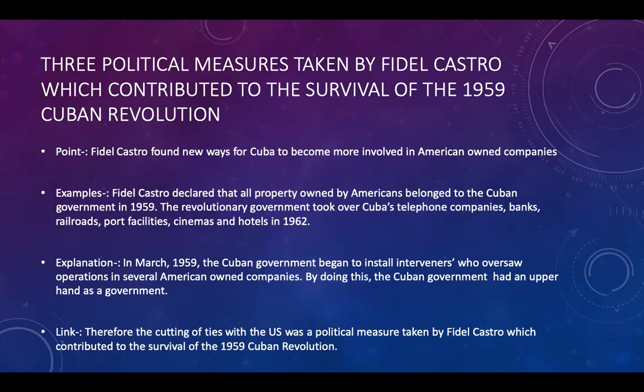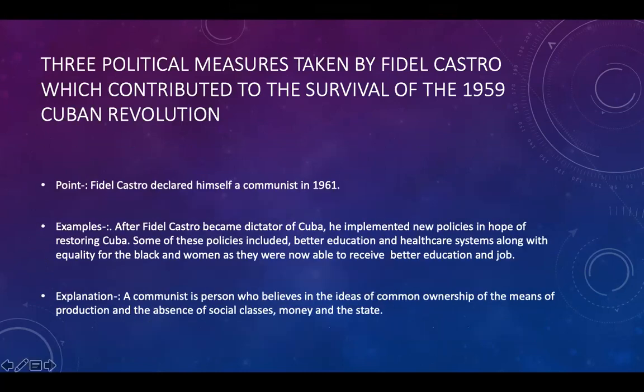Very good so far. Haley will now continue. Go ahead for me, Haley. Okay, sir. The next point. Fidel Castro declared himself a communist in 1961. Examples. After Fidel Castro became dictator of Cuba, he implemented new policies in hope of restoring Cuba. Some of these policies included better education and healthcare systems, along with equality for blacks and women, as they were now able to receive better education and jobs. Explanation. A communist is a person who believes in ideas of common ownership of the means of production and the absence of social classes, money, and the state.